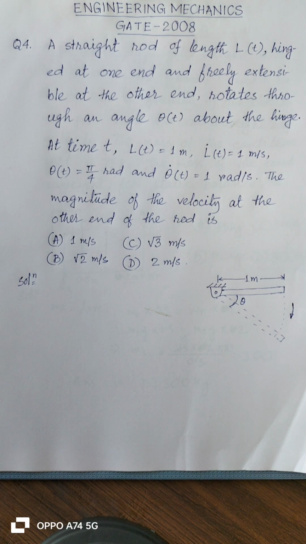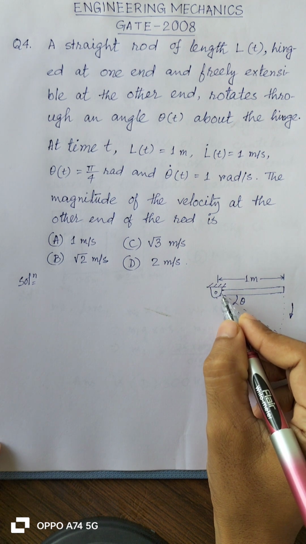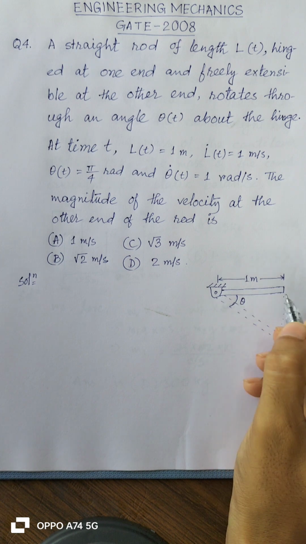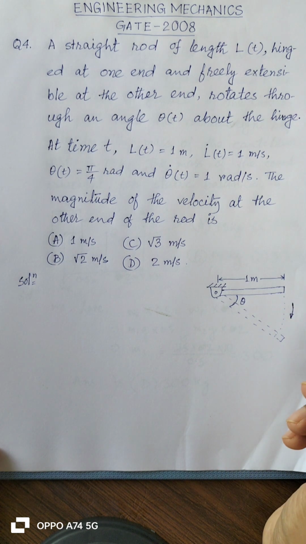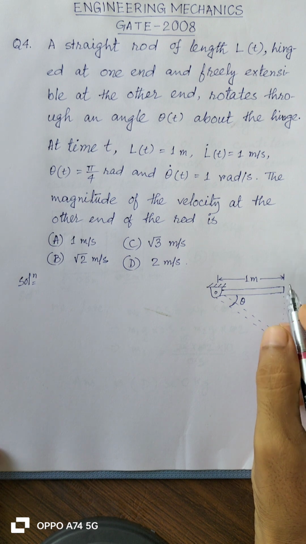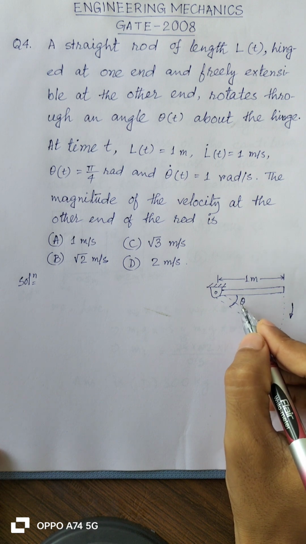This is an MCQ from kinematics, combined linear and rotary motion. So there is a hinge and there is a rod hinged at one end and free at the other end. It can extend freely at the other end, and this rod is rotated through an angle theta.